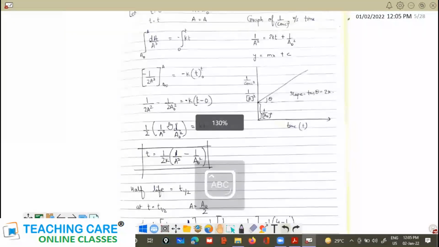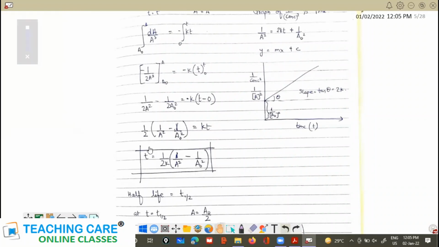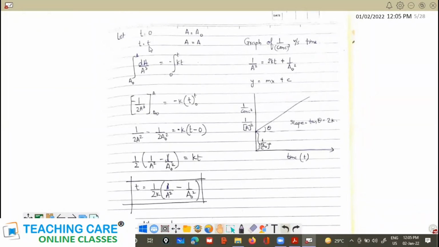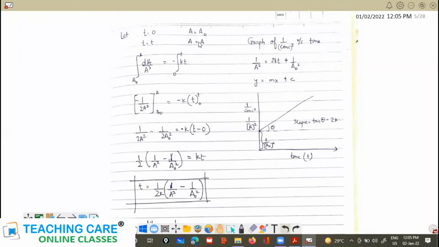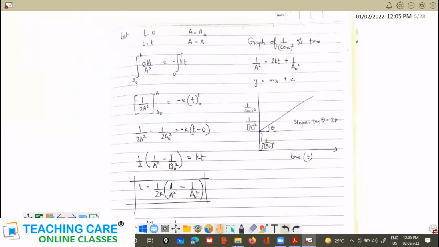At time t is equal to 0 and time t is t, right? A at 0 is A naught, at time t it is A. So putting in the values, we get 1 by 2A square minus 1 by 2A naught square is equal to kt minus 0. So we'll take half common here. So it'll be 1 by A square minus 1 by A naught square is equal to 2kt, or t is equal to 1 by 2k times 1 by A square minus 1 by A naught to the power 2. So this is what we get as the integrated rate law for the third order reaction, right?